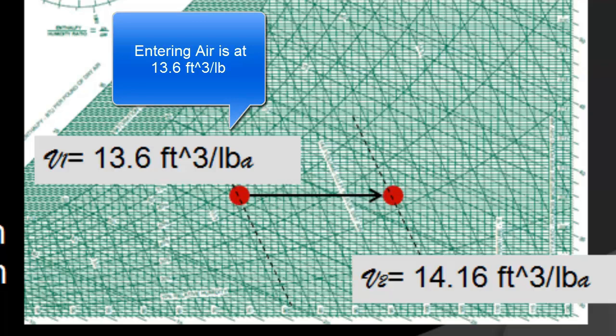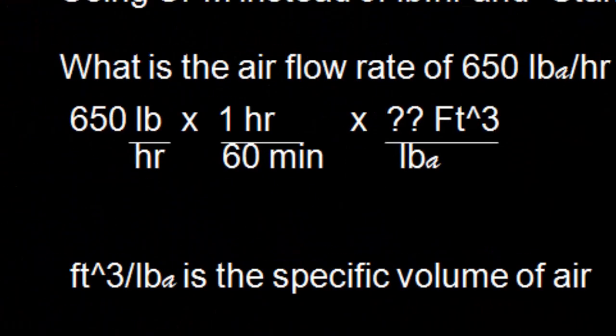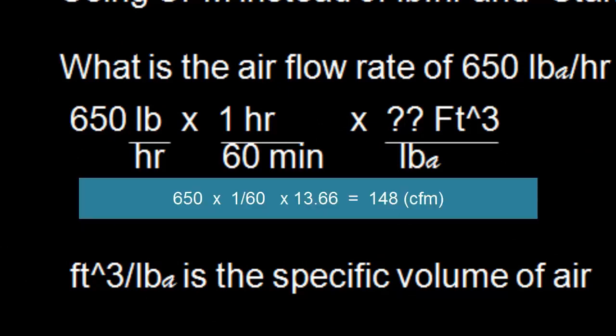If we put this into our equation, we would have 650 pounds per hour times 1 hour per 60 minutes times 13.6 cubic feet per pound, and this would come up to approximately 148 CFM.